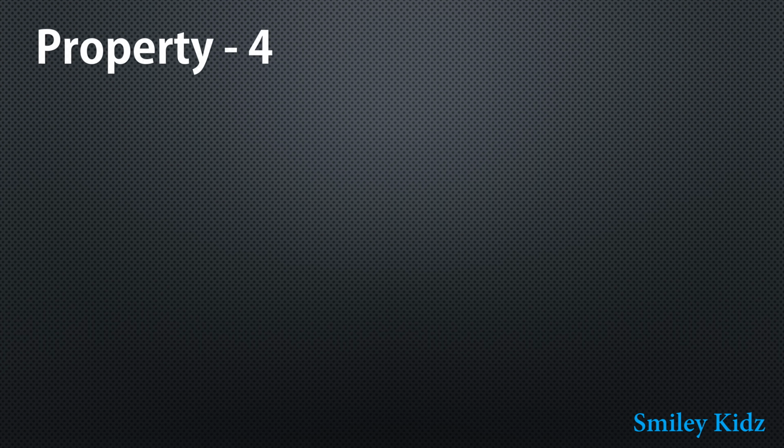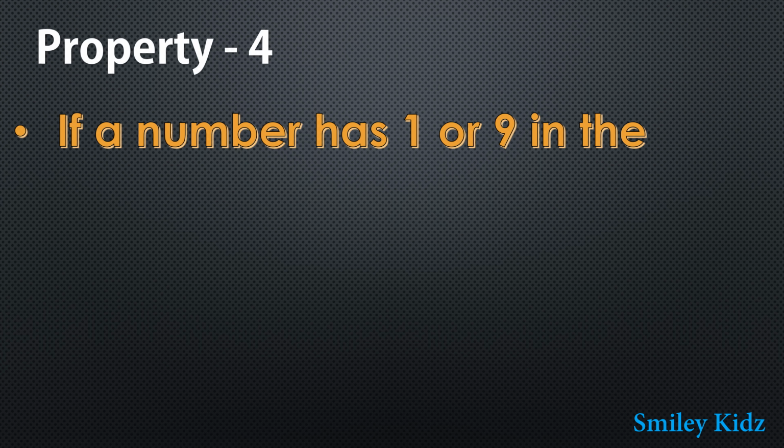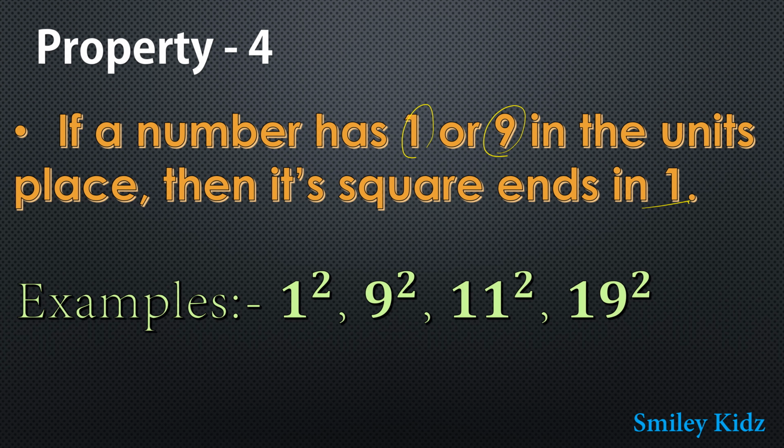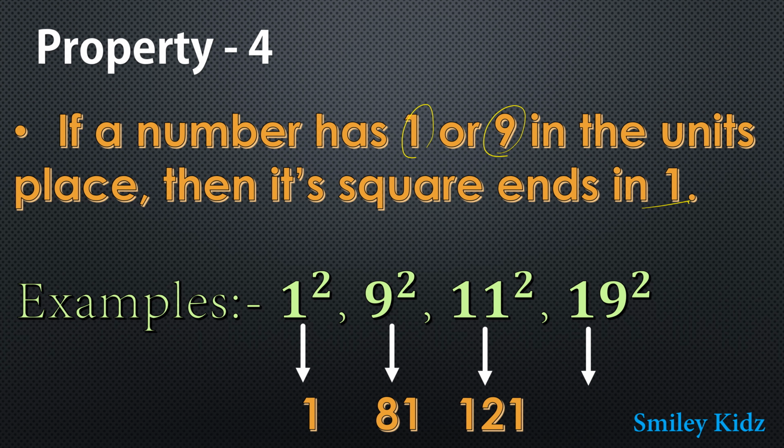Now let's move to property number 4. If a number has 1 or 9 in the units place, then its square ends in 1. Let's check how. 1 square is 1, 9 square is 81, 11 square is 121 and 19 square is 361. If you have observed the units place, it's 1. So the property 4 is proved.